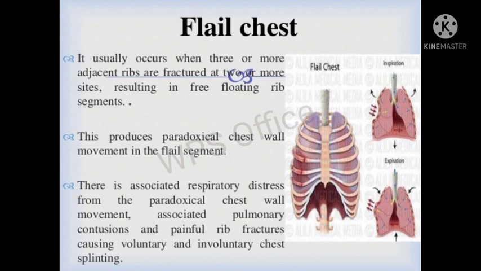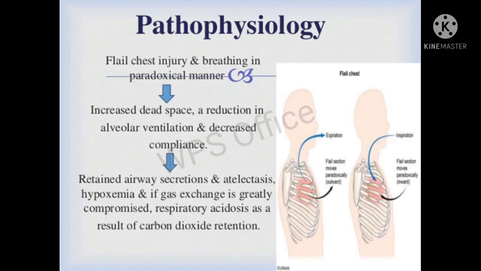There is associated respiratory distress from the paradoxical chest wall movement, associated with pulmonary contusion and painful rib fractures causing voluntary and involuntary chest splinting. So there will also be pain along with the paradoxical chest wall movement, and involuntary and voluntary chest splinting. The chest will be very rigid and will not be able to move properly. In the pathophysiology, flail chest injury causes breathing in a paradoxical manner, the opposite of how we normally breathe.